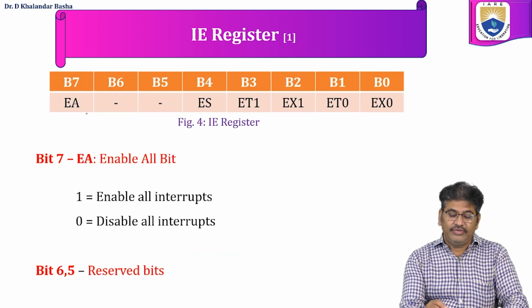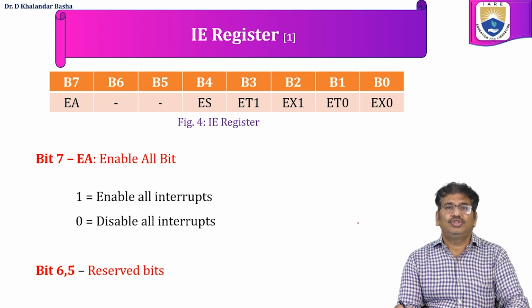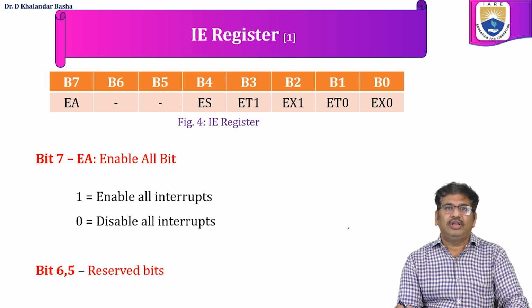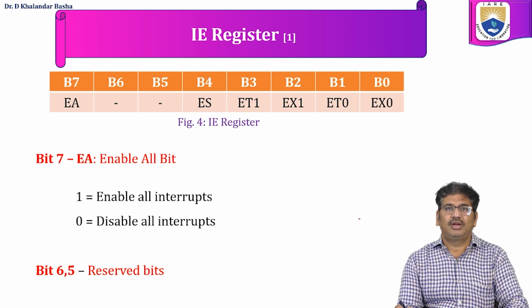Bit 7, which is EA, is used for enabling all the interrupts. If you want to access or enable the interrupt requests or services of the 8051 microcontroller, we have to program the EA bit equal to 1. If the EA bit is equal to 0, even if we enable any one of the 5 interrupts, interrupt services will not be considered because enabling of the interrupts is not done.